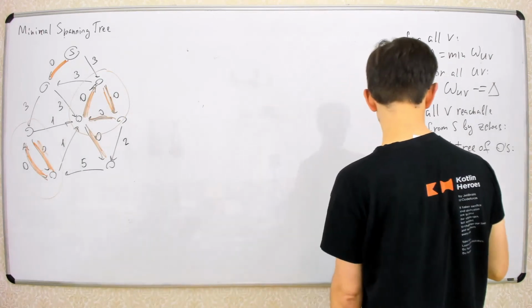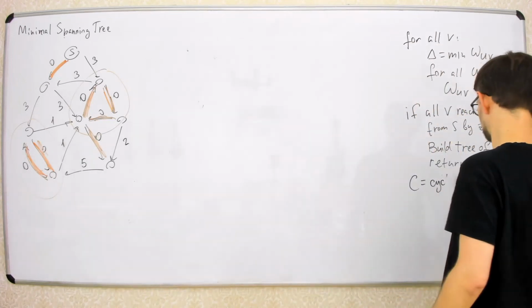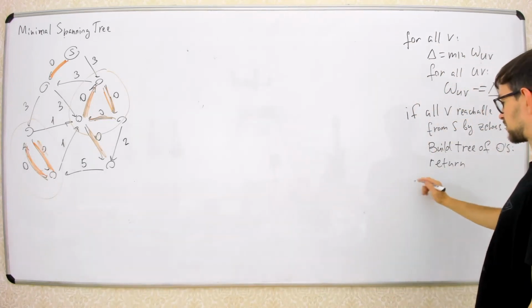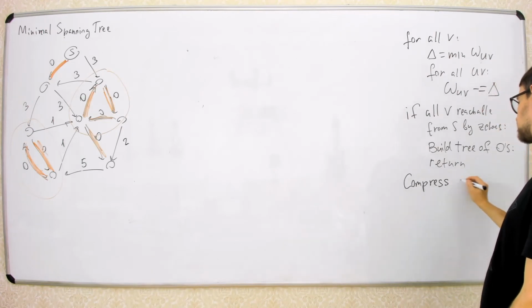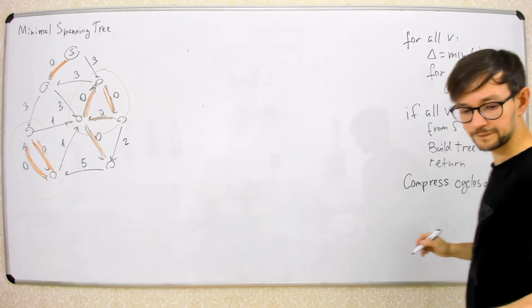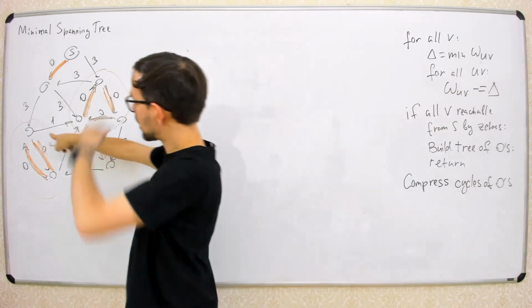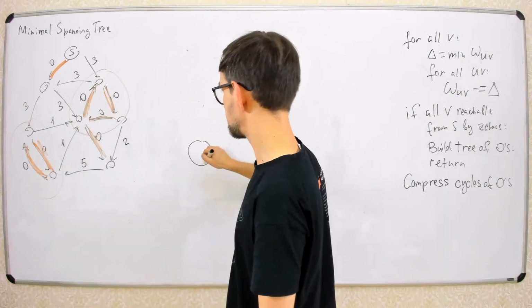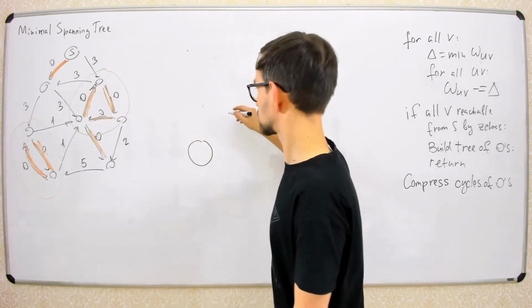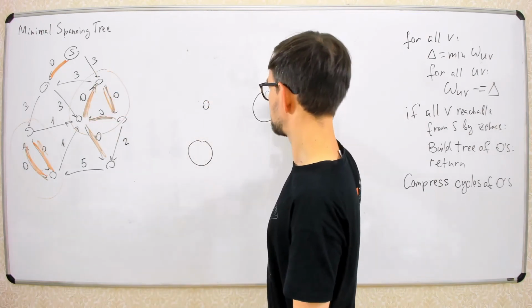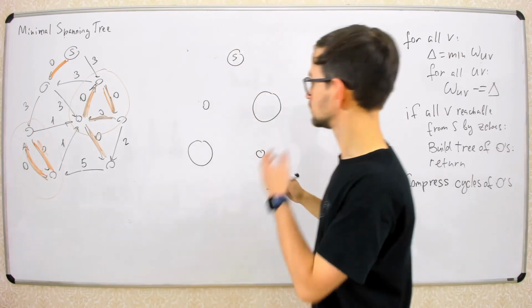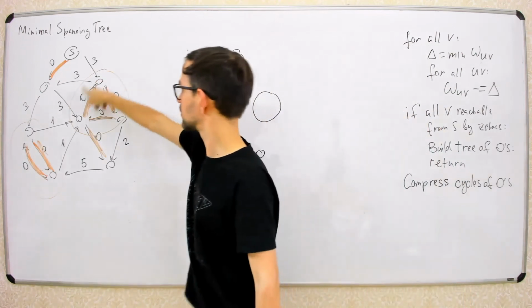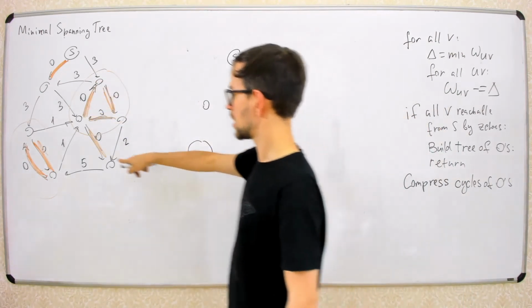Let's do it here. Let's compress all cycles, just for simplicity. Here, we have these two nodes. We compress them into this fat node. We have these three nodes, compress them here. We have this node, and we have S. So this node is compressed, these three nodes compressed, and this node is these two nodes compressed.